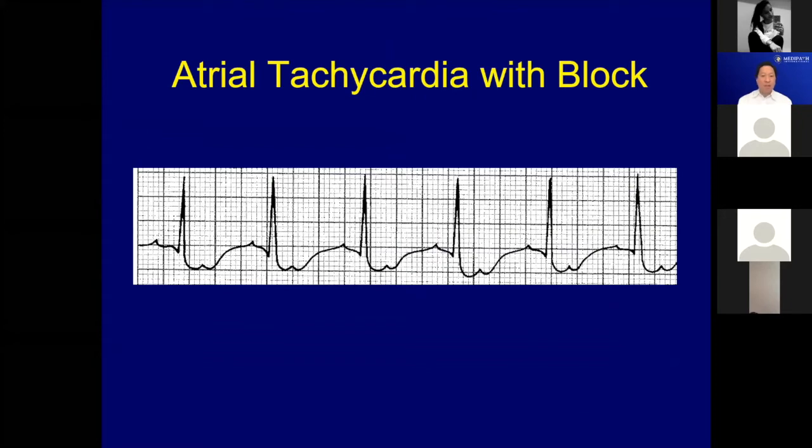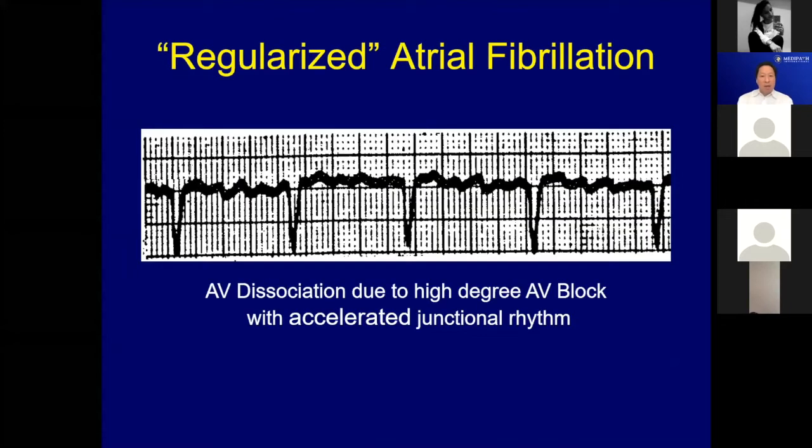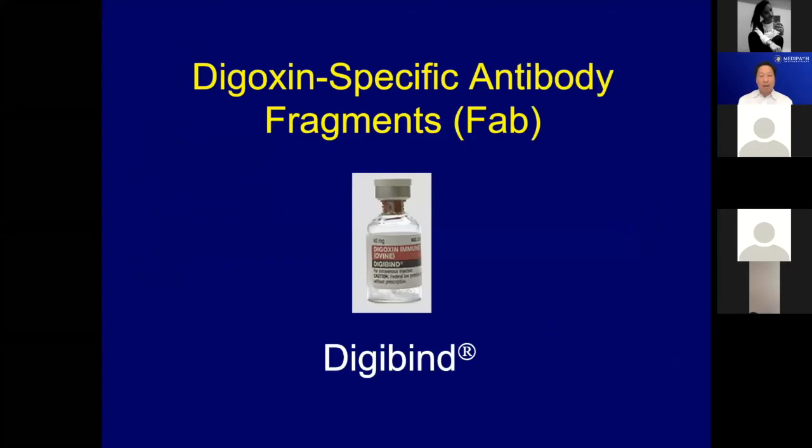So you get atrial tachycardia with block. Next slide. Or regularized AFib. So it's such severe AV block that you have a junctional rhythm and you have underlying atrial fibrillation. Next slide. So how do we treat digoxin poisoning?